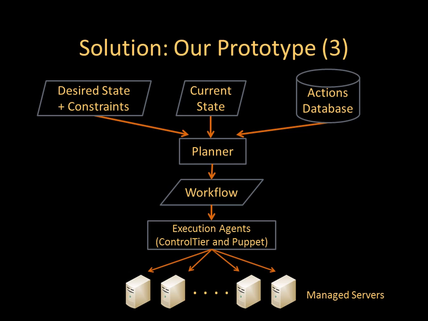Since we use the control tier to coordinate the execution of the workflow, the prototype translates the planner's output into control tier's workflow. Each action of control tier's workflow is associated with a Puppet manifest, which is implemented by the Puppet on the managed servers to reach the desired state.